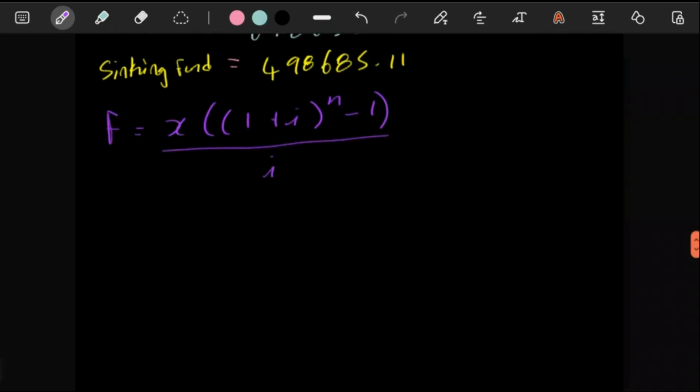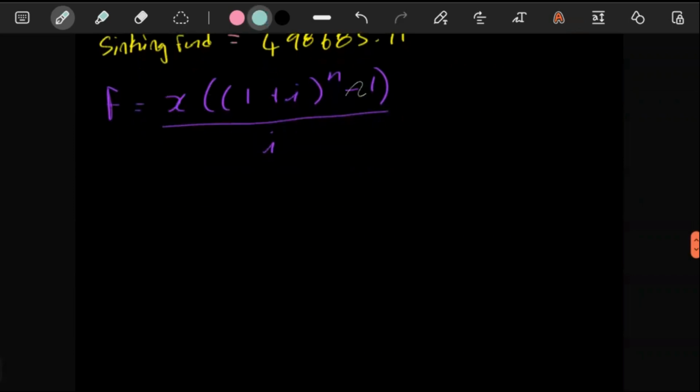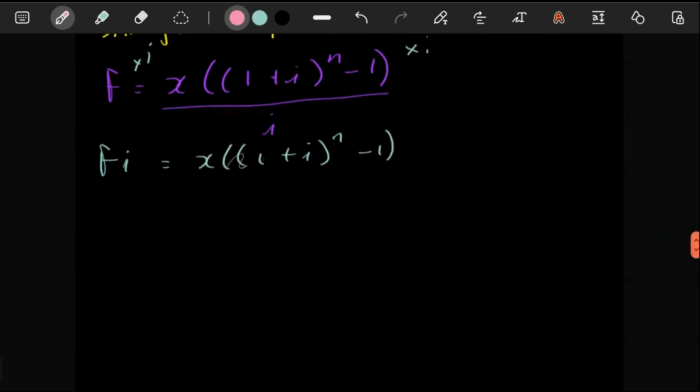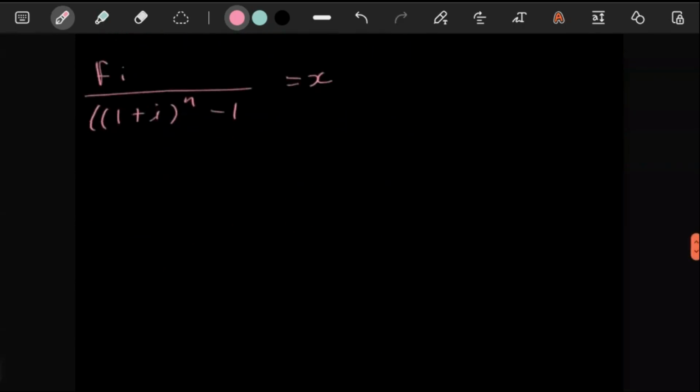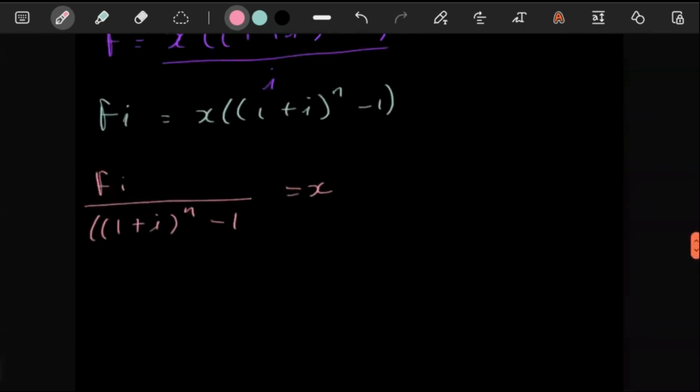So we need to get a value of x. We would isolate x here by multiplying both sides by i, which would give us Fi equal to x times the bracket (1 plus i)^n minus 1. And then on both sides we have to divide by this big bracket. So x equals Fi divided by (1 plus i)^n minus 1. It looks like we are good to go to get x now.